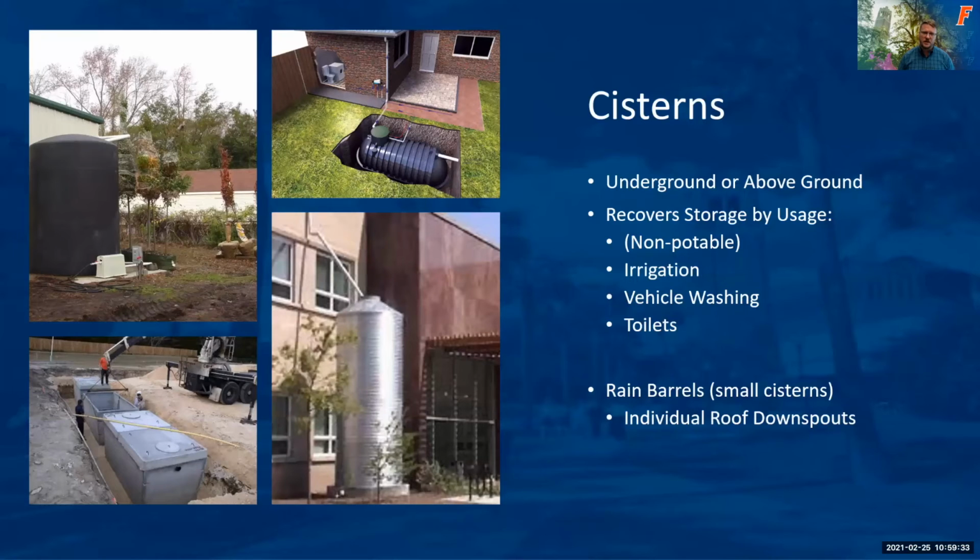Cisterns, we've probably all seen a lot of these. These can be above ground or below ground. The key with implementing cisterns is that there is a regular recovery of that volume, or use that's going to be used. So this might be irrigation, vehicle washing, toilets, anything along those lines, anything that's non-potable at this point. Rain barrels are basically a smaller scale version of those.